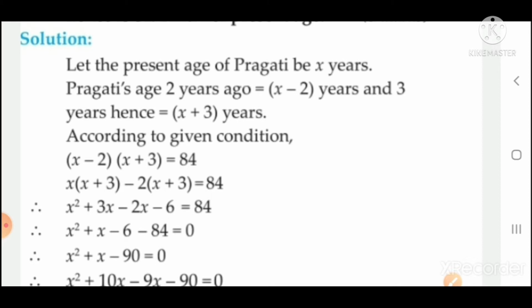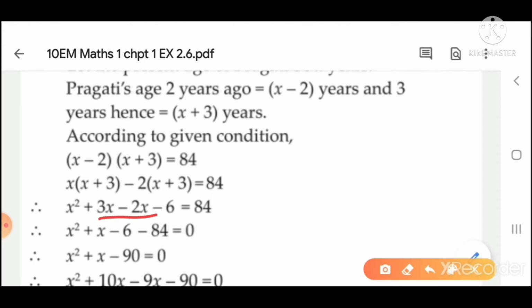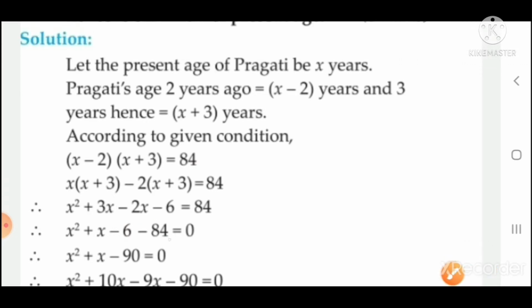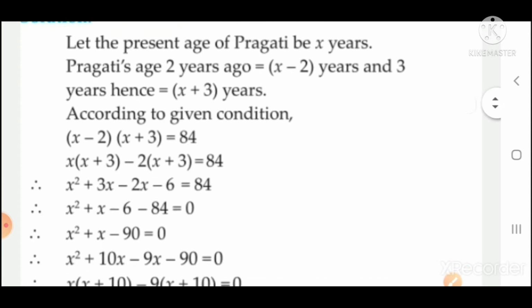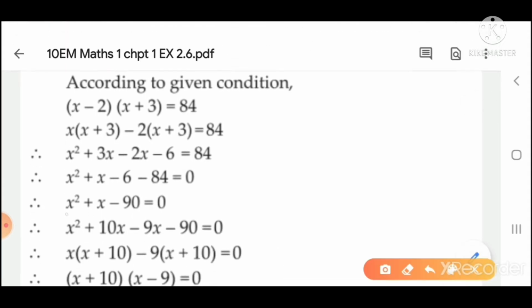Now you can see 3x and minus 2x becomes 1x, right? So x square plus x minus 6, this 84 comes on the left hand side, it becomes minus 84 equal to 0. So minus 6 minus 84 becomes minus 90. So you got a quadratic equation in standard form, that is x square plus x minus 90 equal to 0. Once you got this, you have to solve this quadratic equation.